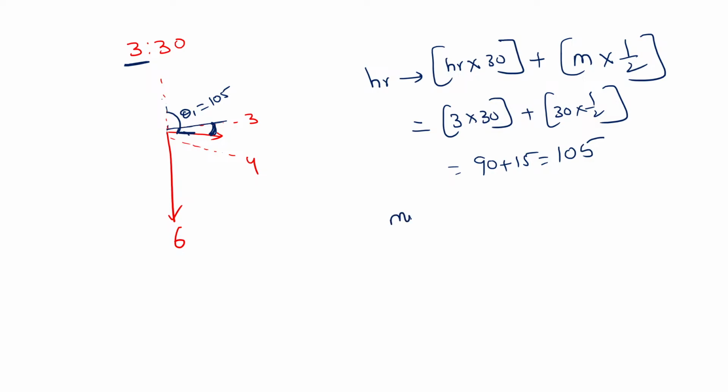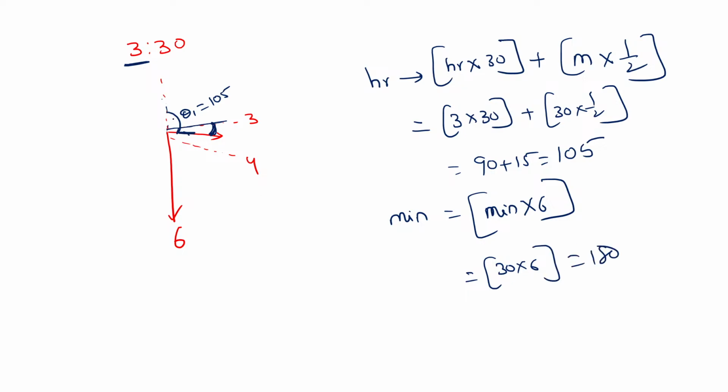Now try to find out the angle made by the minute hand. No need to do anything. How many minutes you are having, multiply that value with 6. In my case, I am having 30 minutes, so 30 into 6, that is equal to 180. So from here to here, this is going to be 180. But I want the angle between them. That's why subtract one from the other. You are going to get your answer.